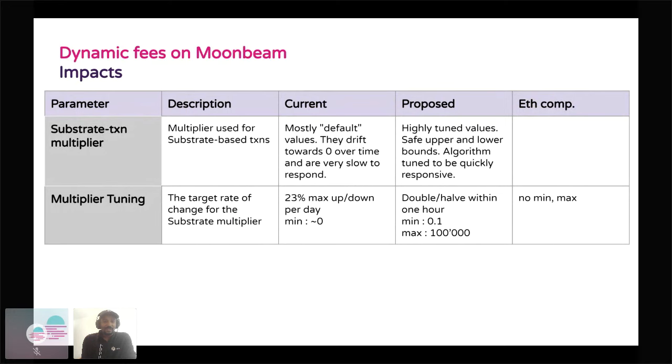The last part is the multiplier tunings. So basically, how fast it can go up or down. The current state is it will at the maximum go up 23% and go down 23% within a day. And what we propose to have is to be able to double the value or halve the value within an hour. So it will be very fast to react to block congestion.